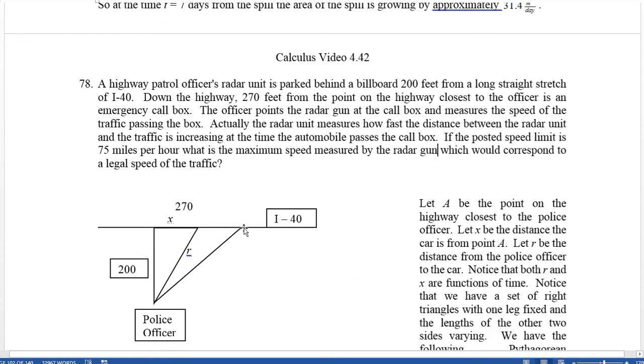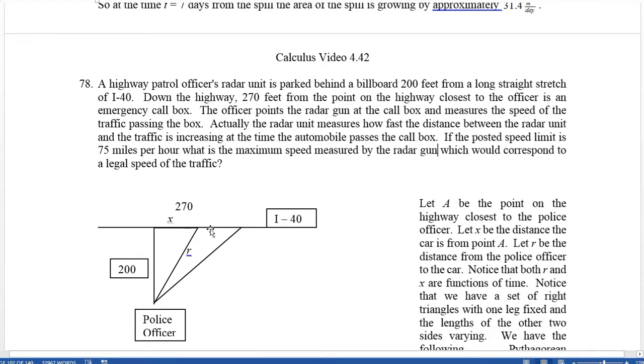with the radar gun. Now, the point on the interstate closest to him is right here, at the corner where this right angle is. Of course, the closest distance is going to be a perpendicular distance, so that's a right angle. And that distance is 200 feet. And the distance the car is from that point is x feet. And of course, x is going to be increasing as time goes along.